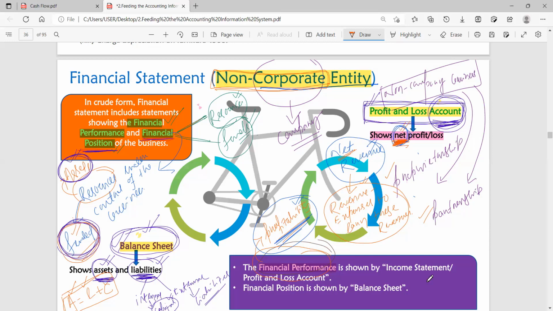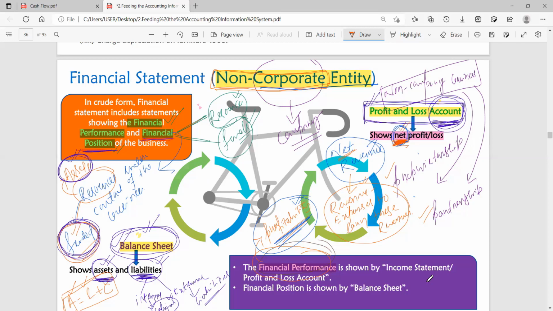Okay, so we understood, as a part of the financial statement, what do we prepare? One is the performance statement or a profitability statement. Technically in accounting, we call it the profit and loss account, or statement of profit and loss for company form of business, and for non-company business we call it the profit and loss account.